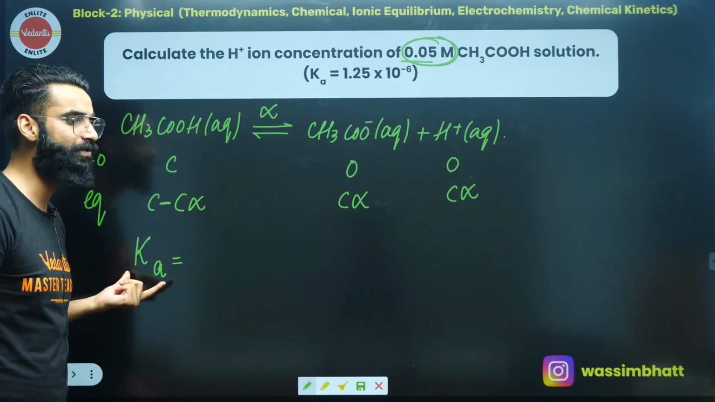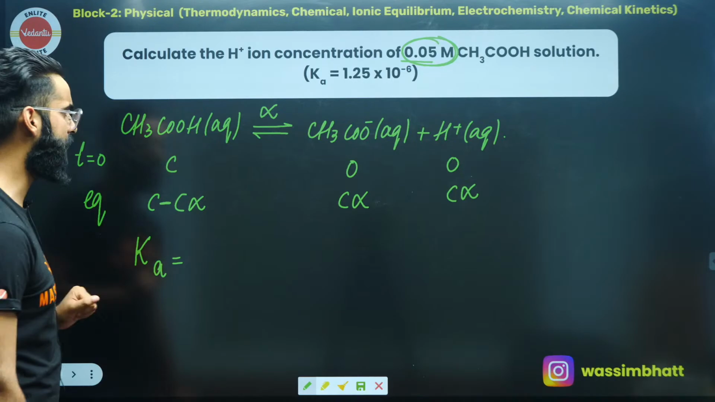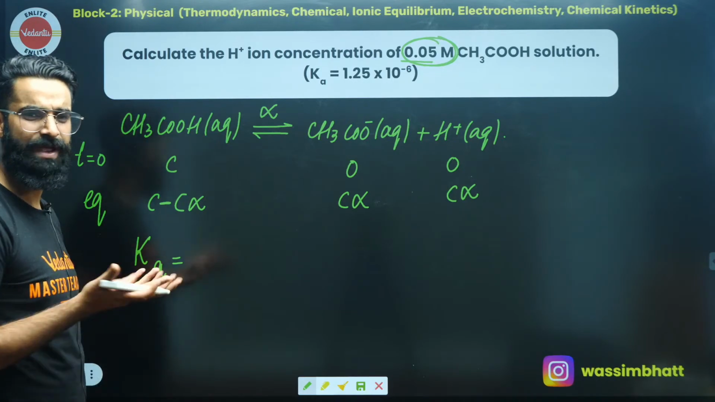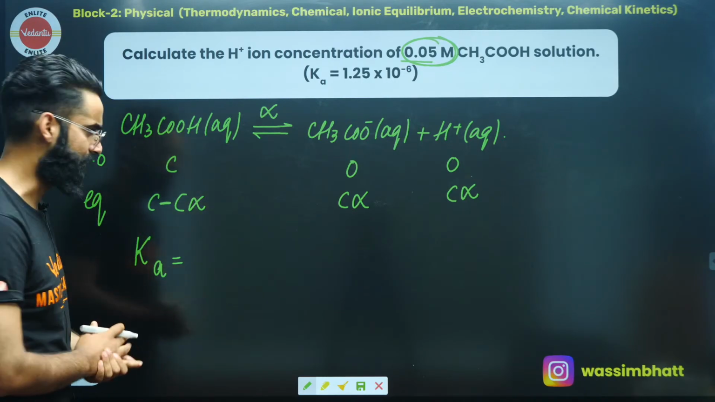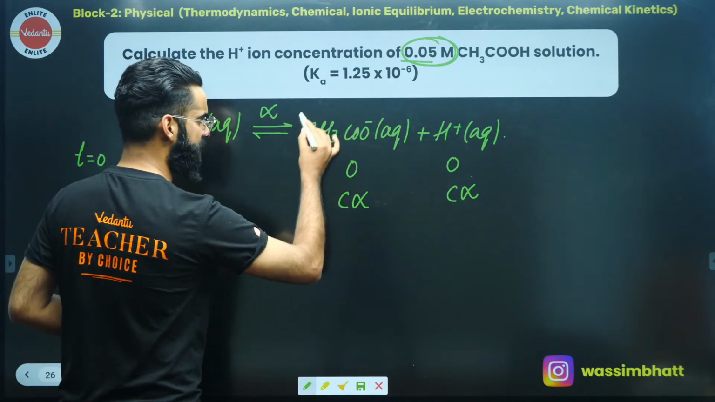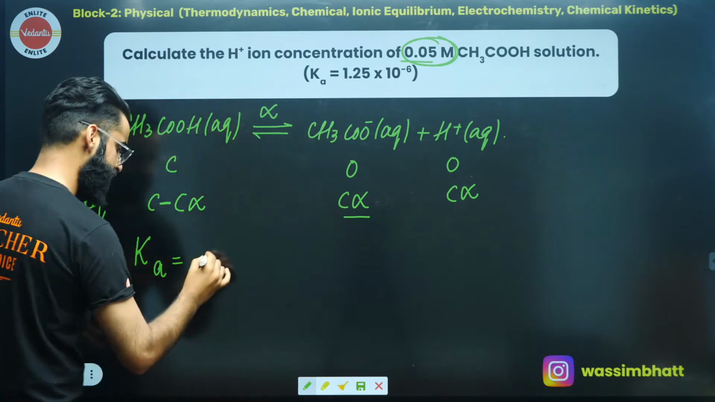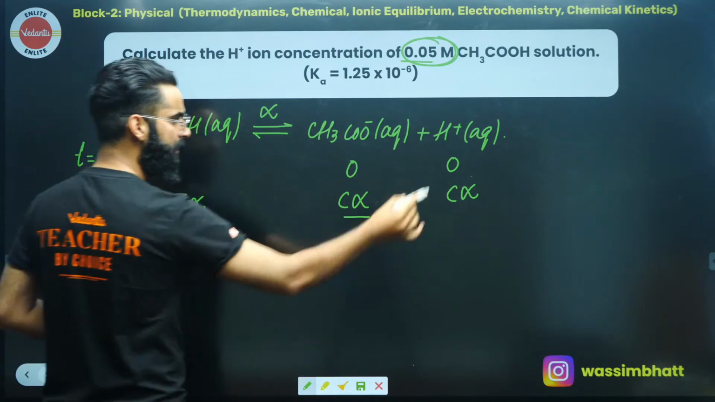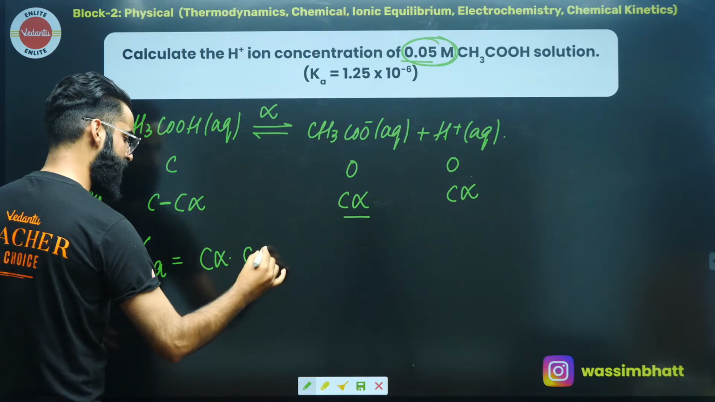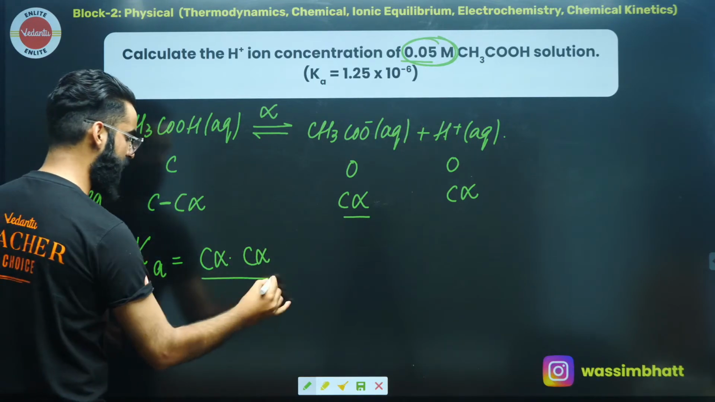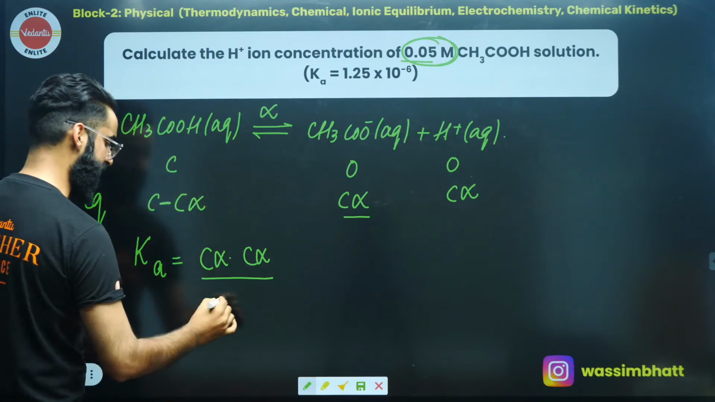Which is what we call the dissociation constant of the weak acid, right? How do I write its expression? It's written in a similar way as we used to write the expression for Kc, right? It's going to be the concentration of CH3COO negative at equilibrium, that is C alpha raised to the stoichiometric coefficient, so C alpha raised to 1. Concentration of H positive at equilibrium raised to the stoichiometric coefficient, that's C alpha raised to 1. Divided by the concentration of CH3COOH, that is C minus C alpha.